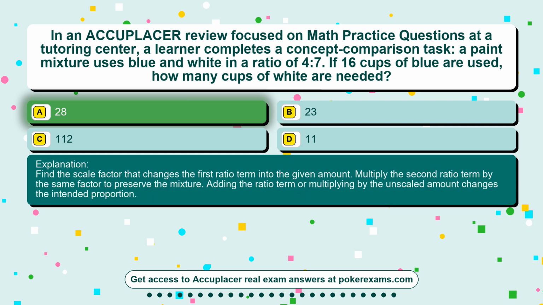Find the scale factor that changes the first ratio term into the given amount. Multiply the second ratio term by the same factor to preserve the mixture. Adding the ratio term or multiplying by the unscaled amount changes the intended proportion.